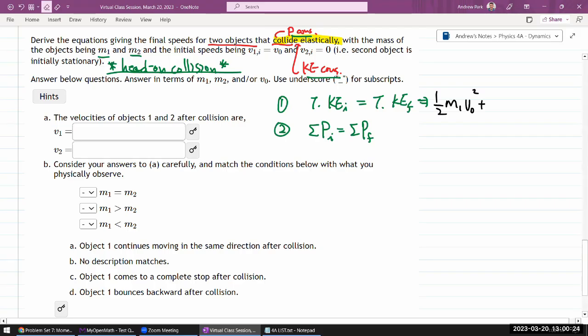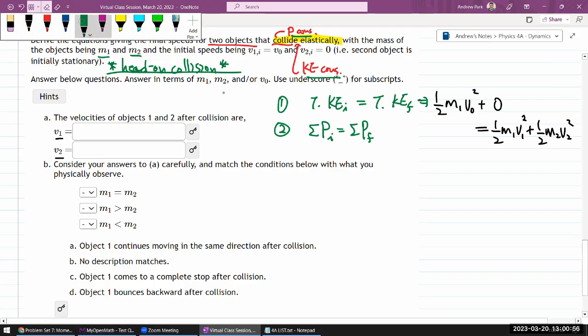It said it's at rest, so it's going to be 0. That's equal to the final kinetic energy. So I'm going to use these symbols, V1 and V2, for final speeds, which is what they're telling us to use, I think. 1/2 m1 V1 squared plus the final kinetic energy of V2. It probably gained some kinetic energy through the collision. 1/2 m2 V2 squared. So that's my equation 1.